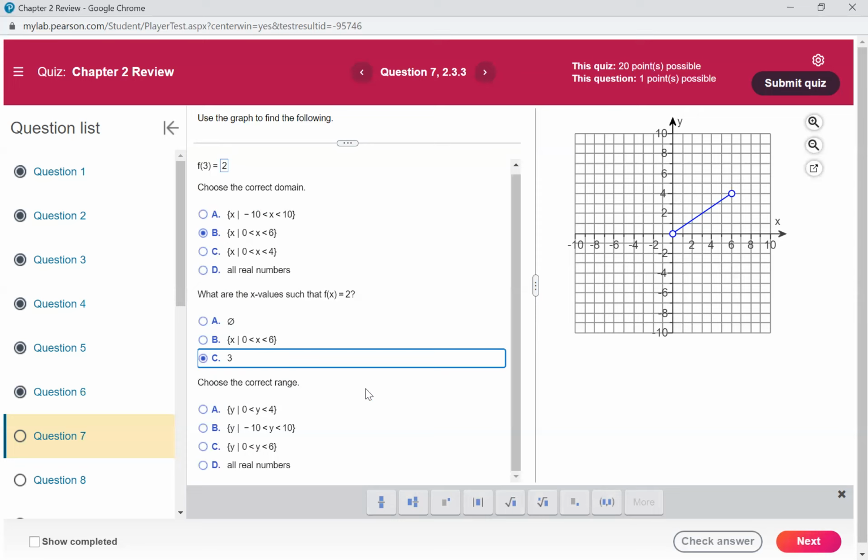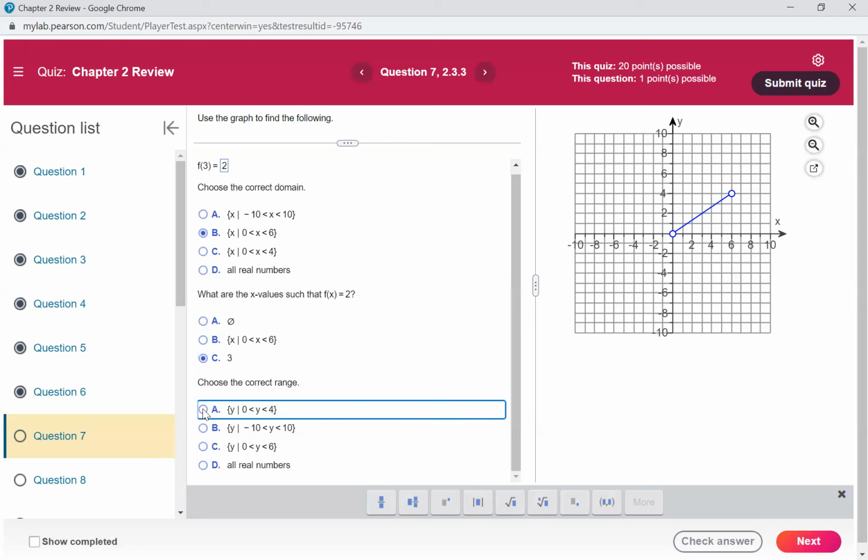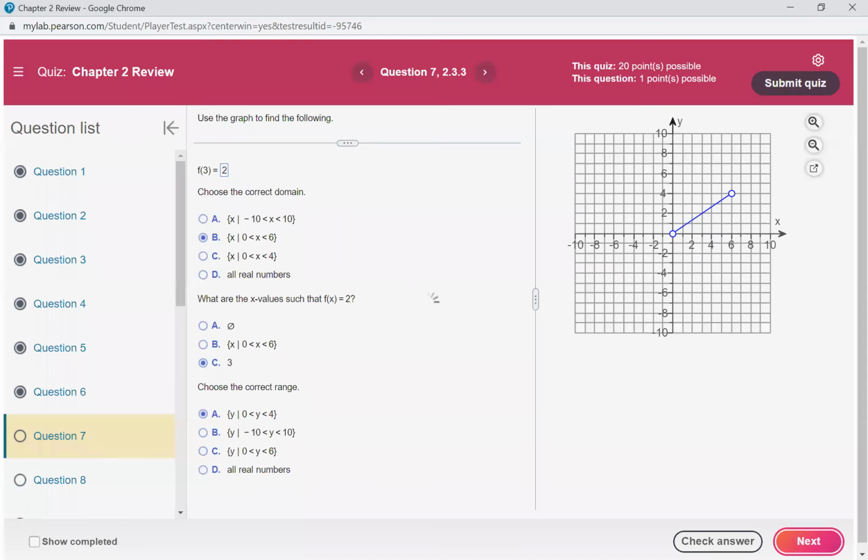So if you look over here, I'm going to go with A because it tells me my y such that 0 is less than my y, which is less than 4. So that one was just mainly using that graph to answer them 4 questions, okay? So then we hit next.